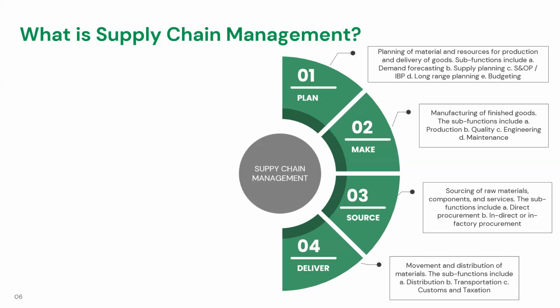Within that, there could be distribution, where you are dealing with movement of material from your distribution centers to the actual retail points, correct? Another could be transportation. Transportation is the function which deals with the relationship with third party logistics for fleet management, correct? Another could be customs and taxation. For the global supply chain, there is import and export, which comes with the customs and taxations of a given country.